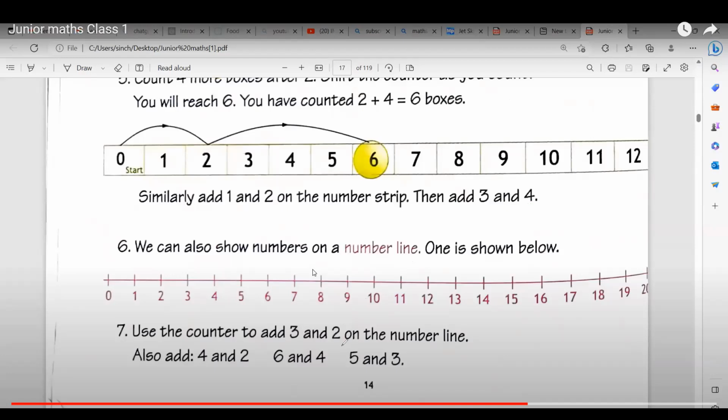6 plus 4 or 4 plus 2? 6 plus 4 is 10. Very good. So you need to show the 4 and 0 also. Like this is 4 and this is 0. Excellent. Now do the last one.